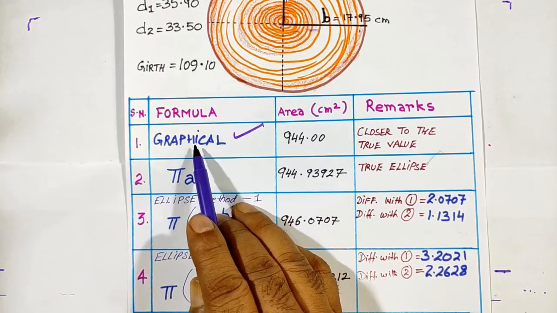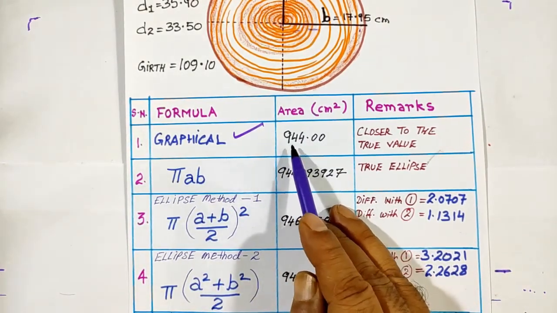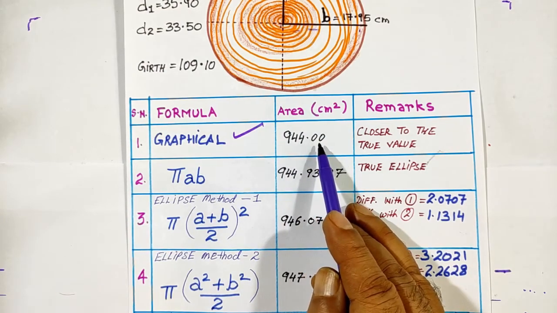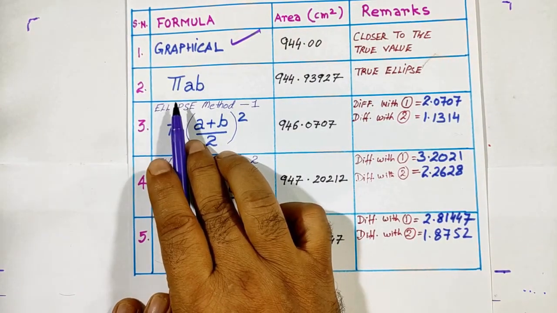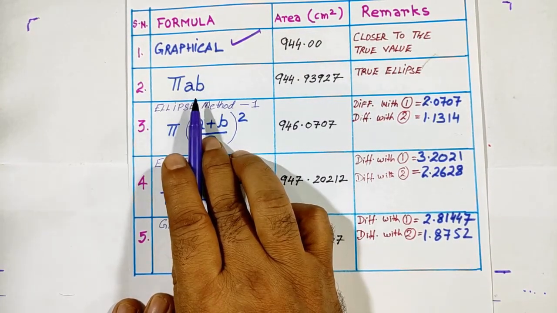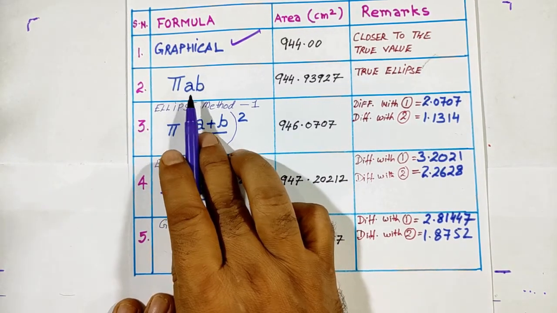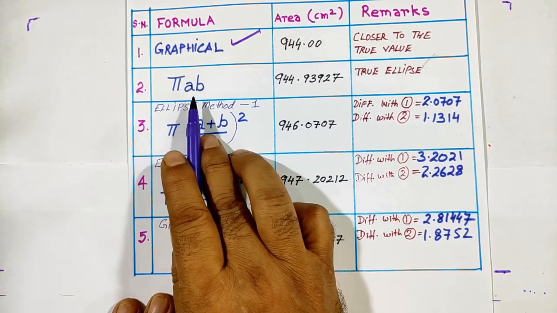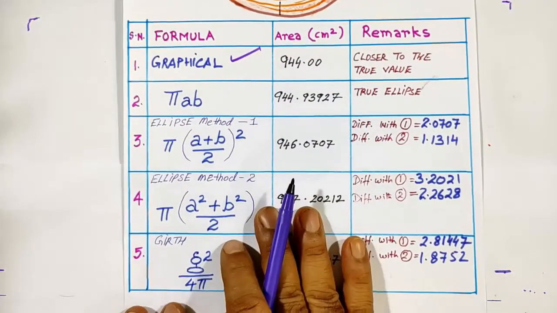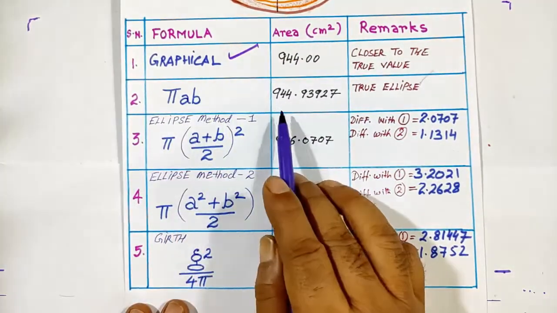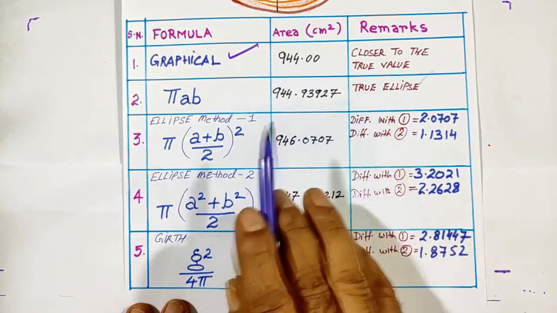What we have done for a cross-section of a log is compare the error. We are getting 944 square centimeters for the graphical method, which is closer to the true value. We have discussed the first as a true ellipse, that is pi AB, also said as the radius of the semi-major and semi-minor axis, pi A into B. After the calculation with this formula, we are getting 944.93927 as a true ellipse.